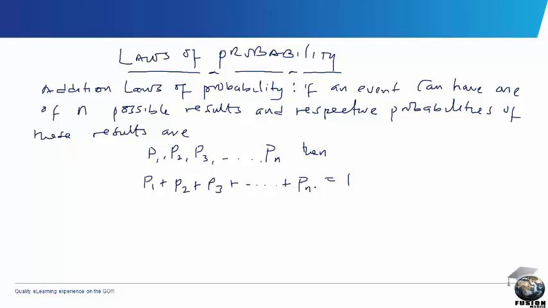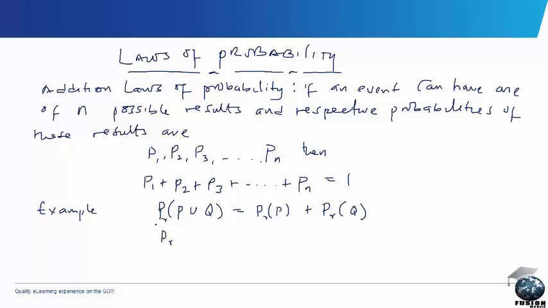And we'll pick an example. All we are saying is that basically the addition law of probability states that the probability of an event P and Q occurring is equal to the probability of P plus the probability of Q. This is as good as saying the probability of P or Q occurring: we'll have the probability of P occurring plus the probability of Q occurring. And so the example follows.